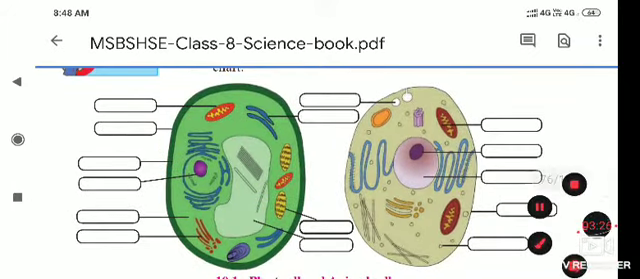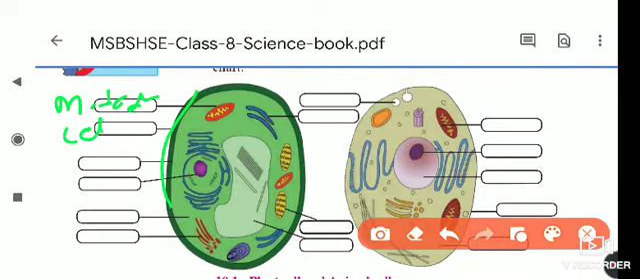First of all, this part of the cell is called mitochondria. It looks like mitochondria; some organelles we can't identify properly. Then this is the cell wall, here I have to write the cell wall. Then it is the cell membrane; inside the cell wall, the cell membrane is there. Then afterwards this part is called the nucleus.